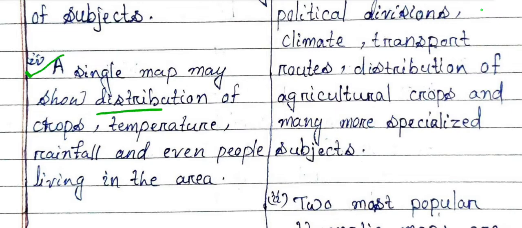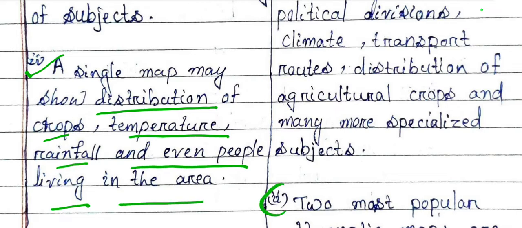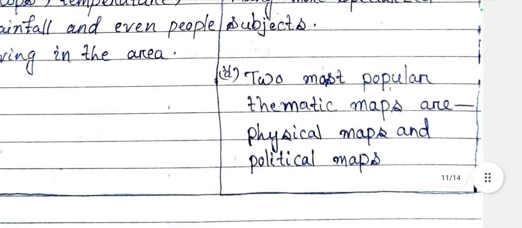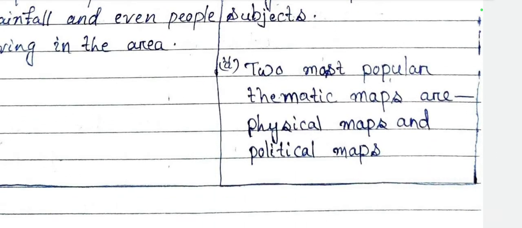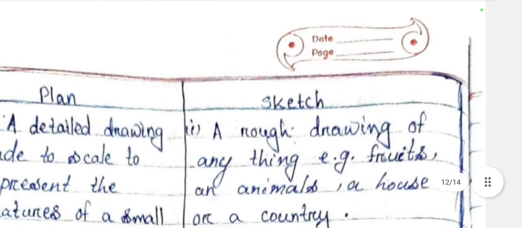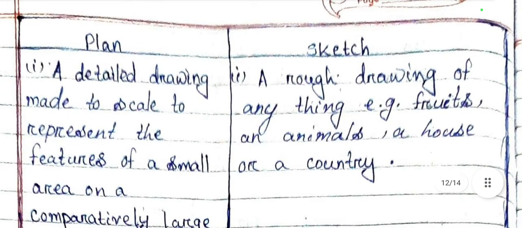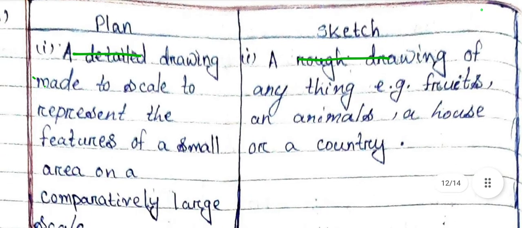So a single map may show distribution of crops, temperature, rainfall, and even people living in the area. Then the second point here is, two most popular thematic maps are physical maps and political maps. Okay, then plan or sketch. Plan or sketch.